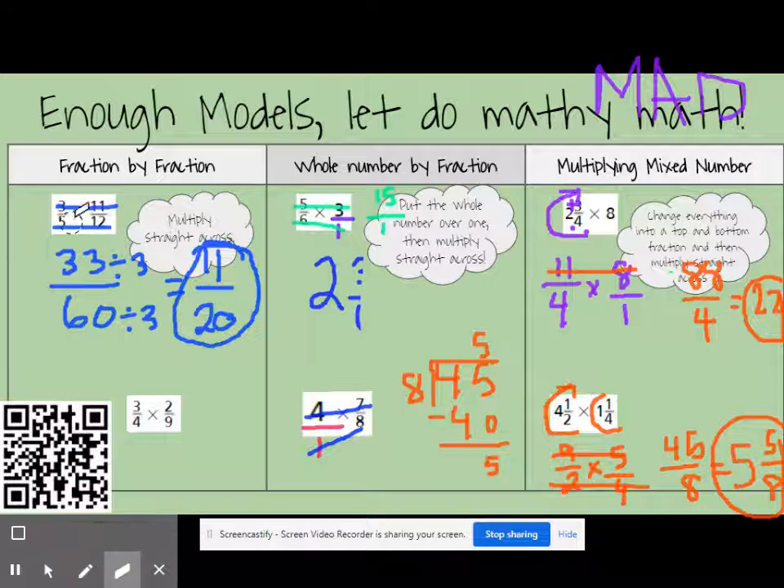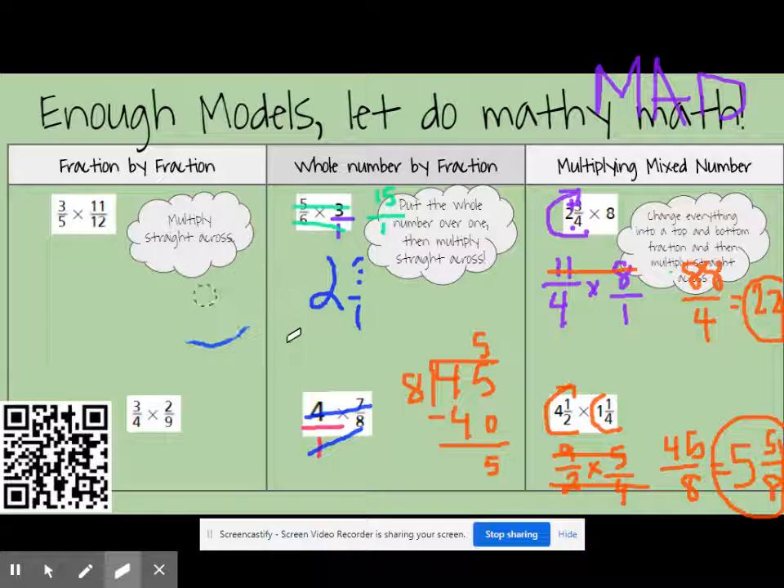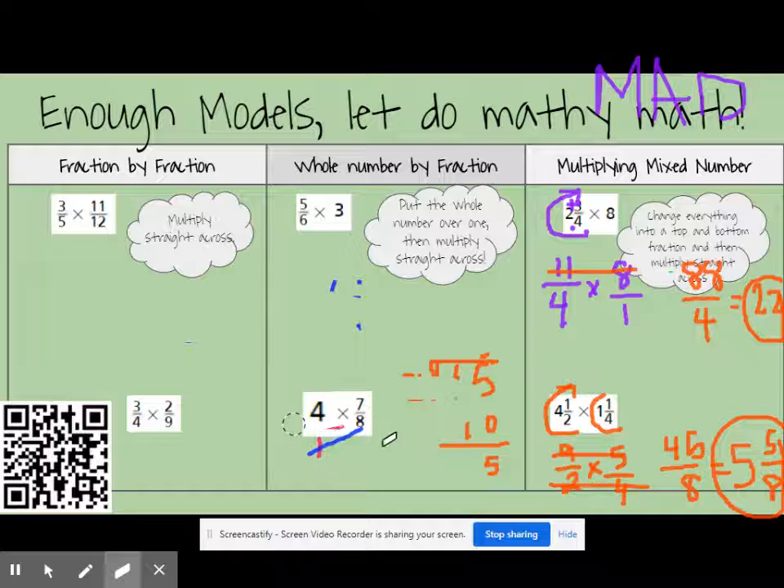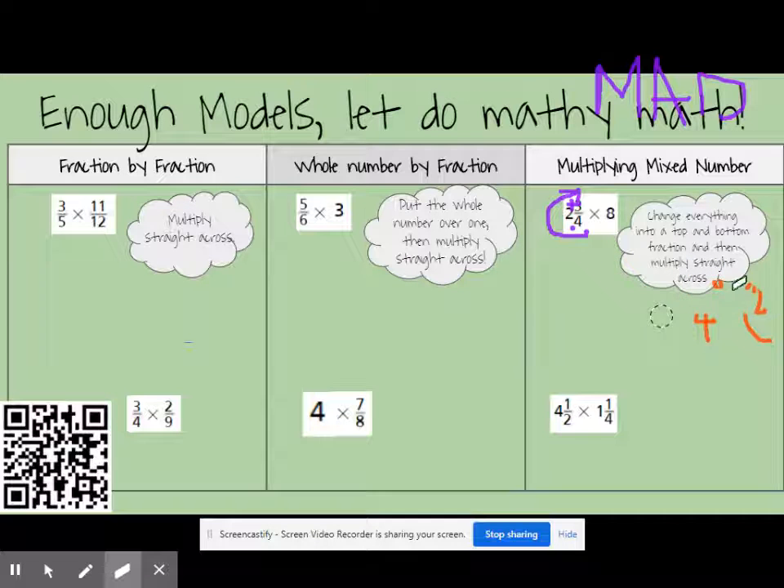So those are the problems that we went through in class as notes. If you get stuck, you can come back to this video and rewatch just the part that you need to see. Now, the next thing we did in class was a couple of practice problems, okay? So let's go through and do a couple.